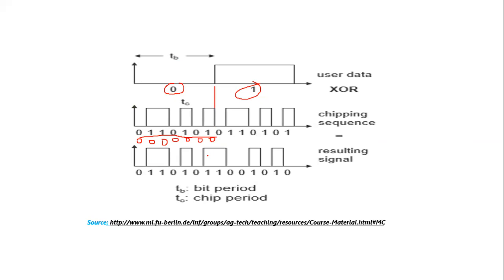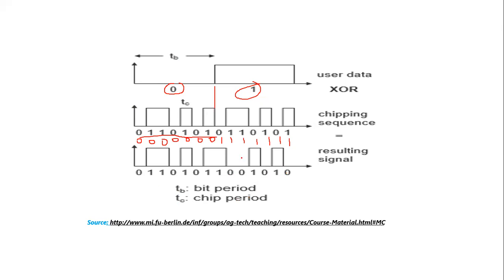Similarly for 1, all these bits should be XORed with 1, which is all ones. So 0 1 is 1, 1 1 is 0, 1 1 is 0, 0 1 is 1, 1 1 is 0, 0 1 is 1, 1 1 is 0. This is the resulting signal you get. The resulting signal is 0 1 1 0 1 0 1 1 0 0 1 0 1 0.